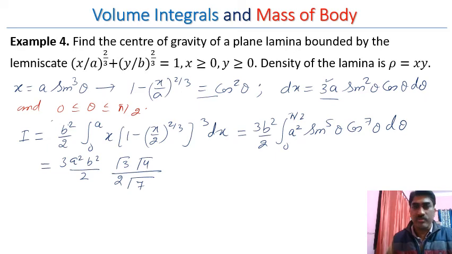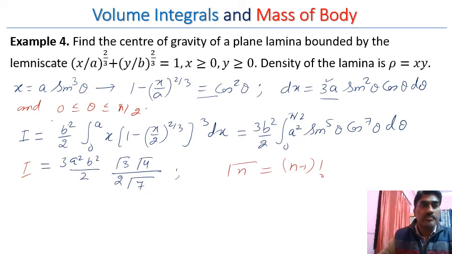So you can evaluate these values of gamma by the formula gamma n is equal to n minus 1 factorial. You know already how to calculate factorial, so just put these values in place of gamma, and you will find the actual value of I. So now we will calculate the next part.